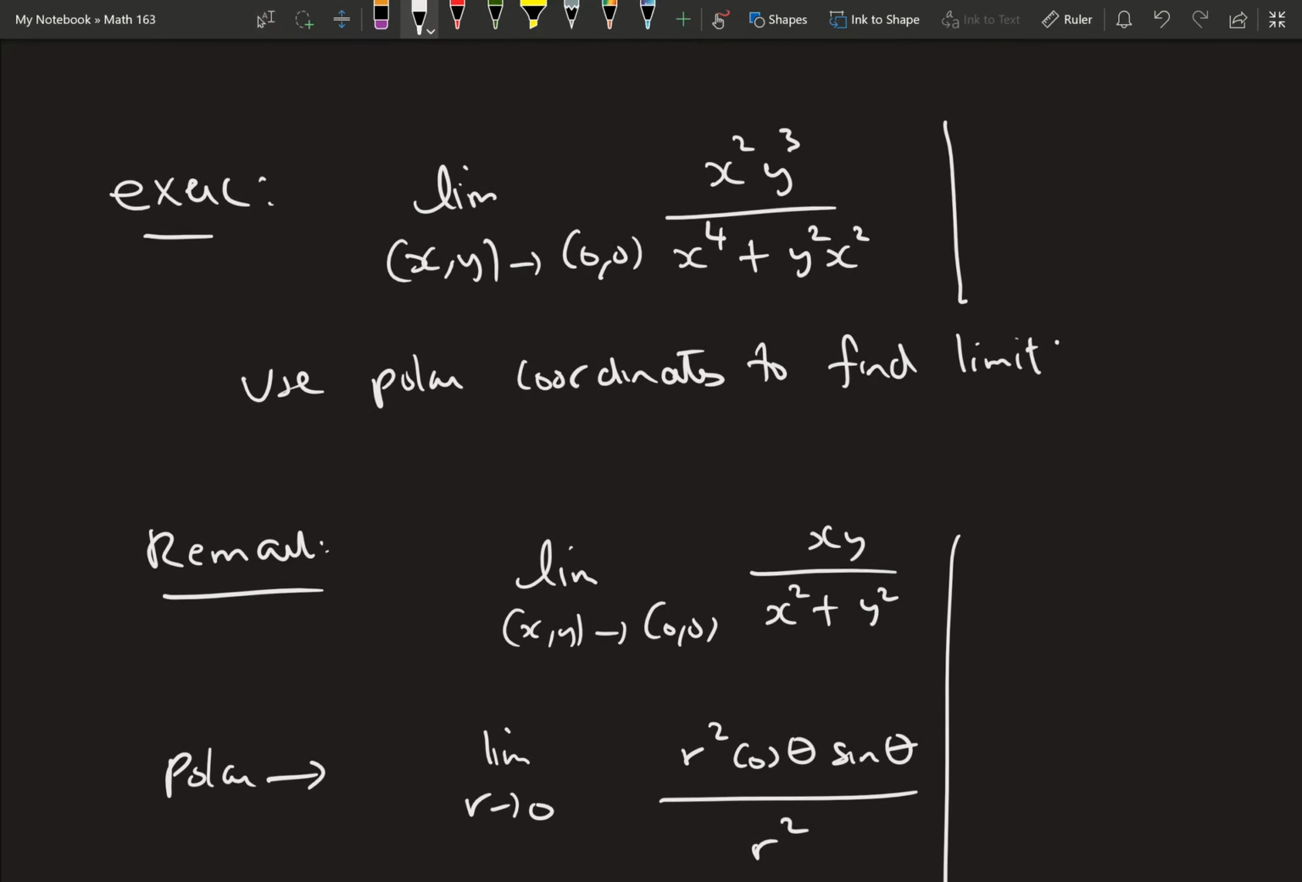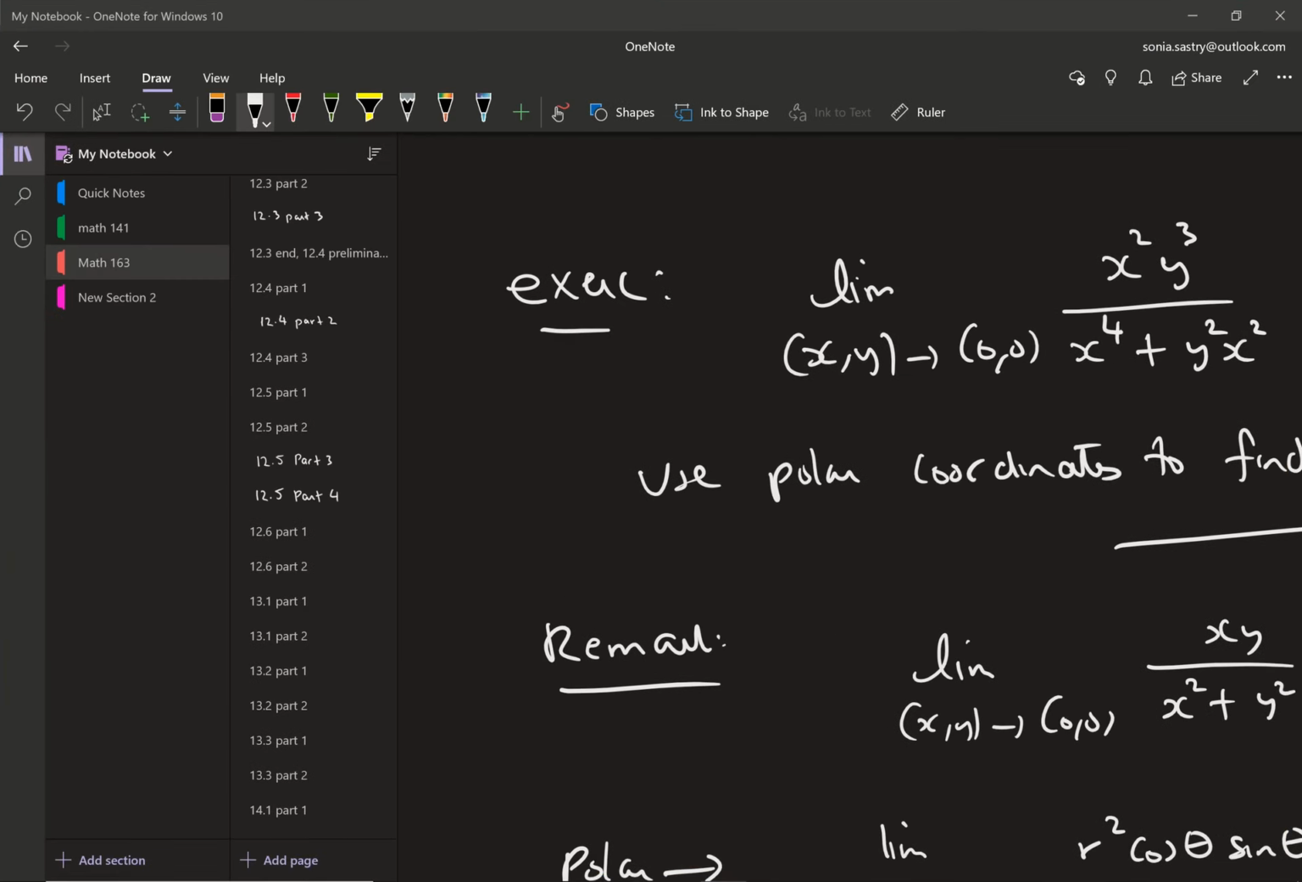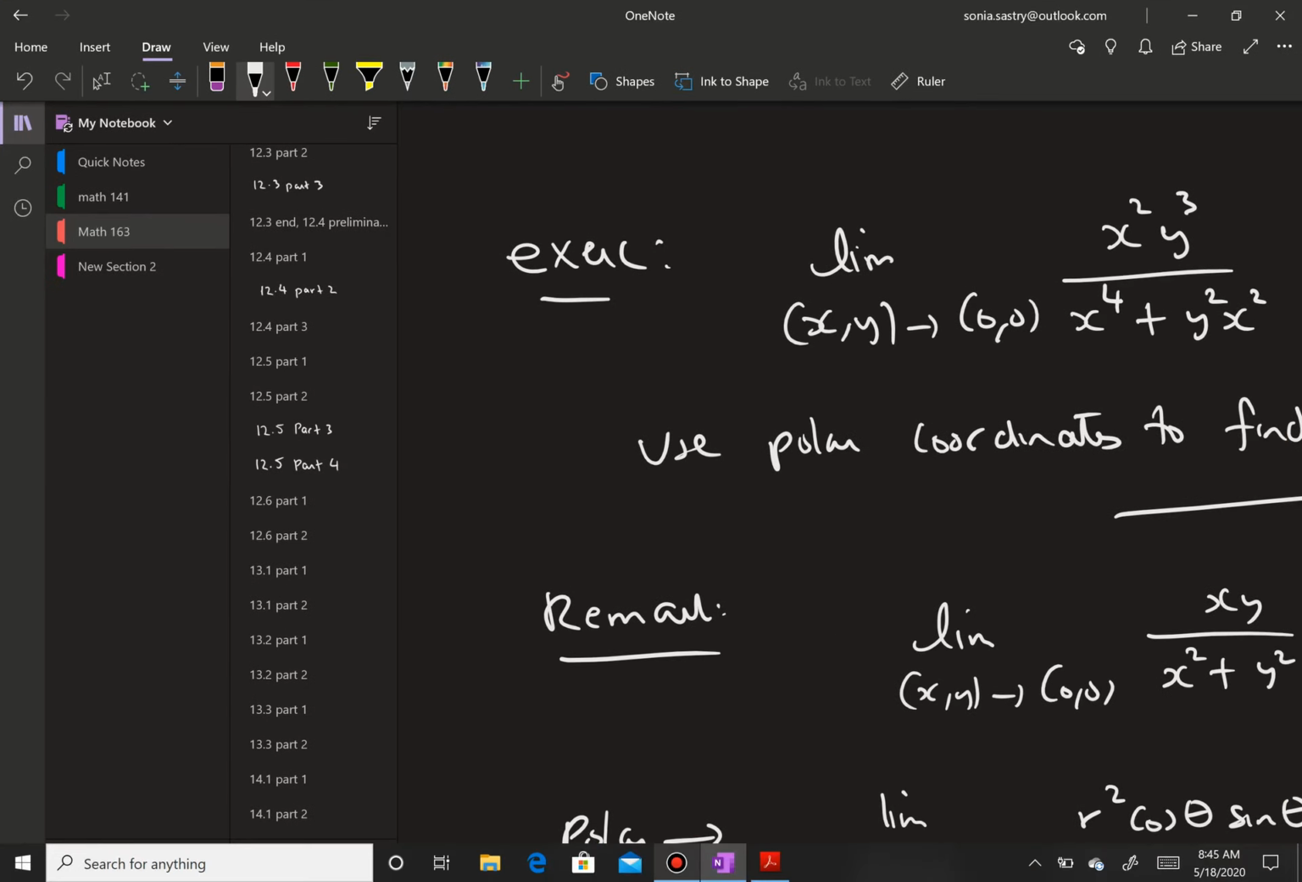In the next video, we'll start off with this exercise, and then we'll go to the factoring method of showing limits exist.